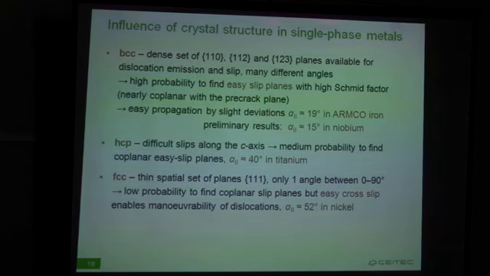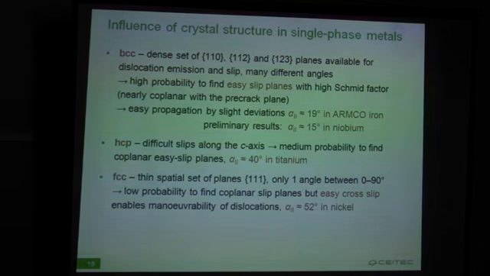So for the first three metals, in the BCC structure there are many slip planes with small angles between them, and it is very easy for the dislocation emission model to find a conveniently oriented slip system and to realize this model with only slight deflection from the shear plane. So we measured a relatively small angle for alpha-iron, and we also have preliminary results for niobium, which is also BCC, and we observed the same behavior, small deflections and crack propagation along the shear plane.